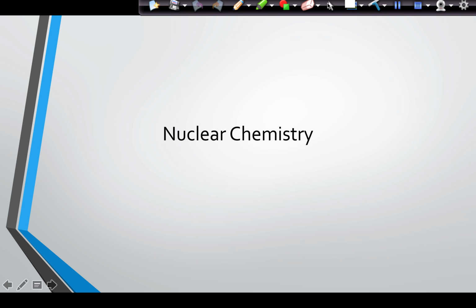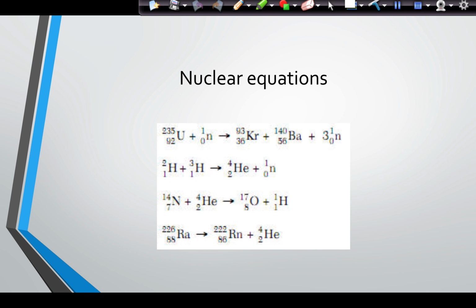The next topic would be nuclear chemistry, and certain nuclear equations will be demonstrated. So for example, if you see a really big mass number, neutrons before the arrow, 2 smaller pieces, and more neutrons after the arrow, that would be fission. If you see H plus H making He, that's fusion. 2 small isotopes combining for 1 slightly larger. That's fusion.